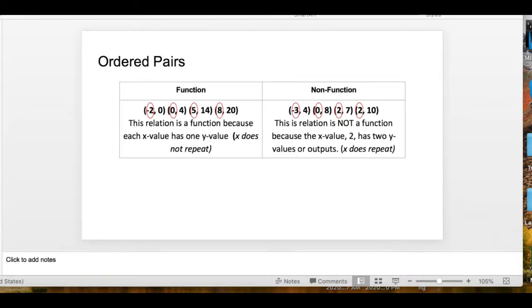The first one is what we call ordered pairs. Now, ordered pairs are simple. You have the x and then you have the y. Look at the example that says this is a function. Remember, I said you cannot have repeating x values. So in this example, we have -2, 0, 5, and 8. There are no repeating x's. That's a function. Let's look at this next example. You have -3, 0, and then you have 2 and 2. This relation is not a function because there are two 2's in the domain, which is the x, the input.